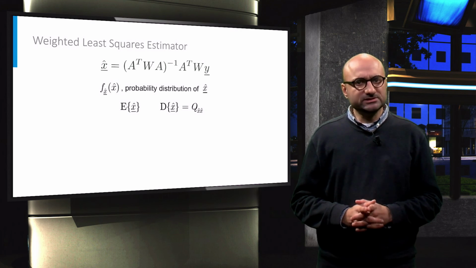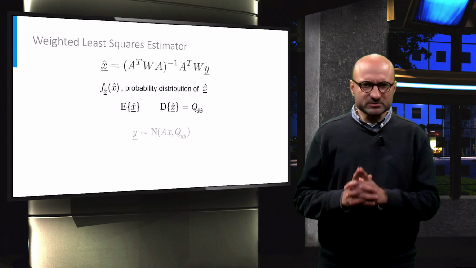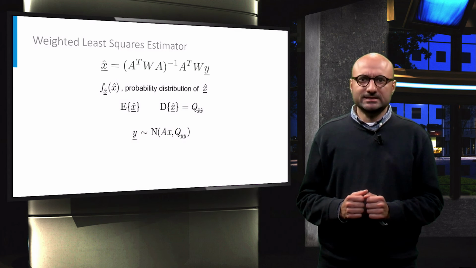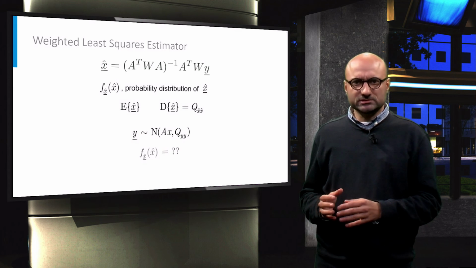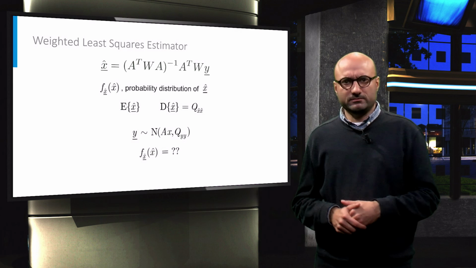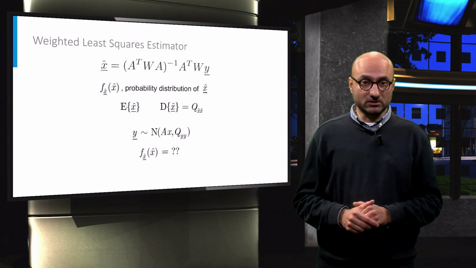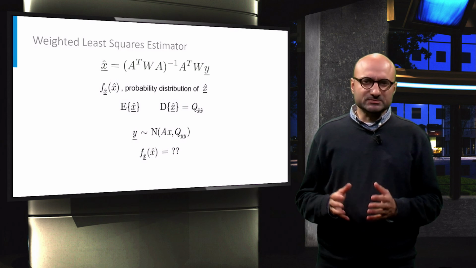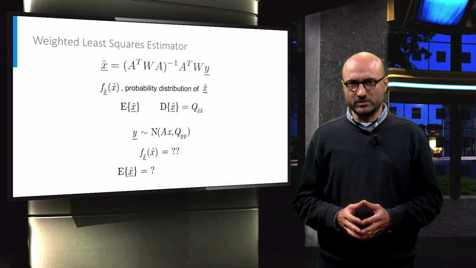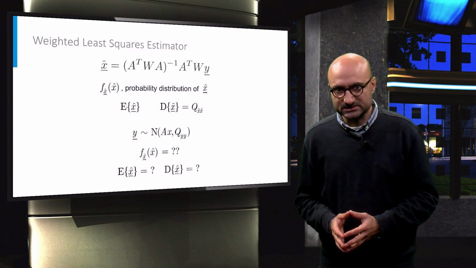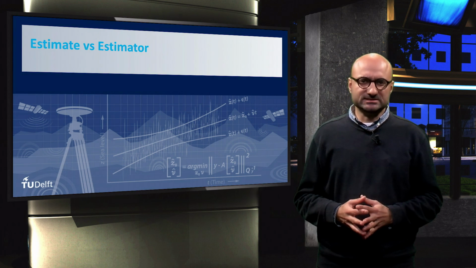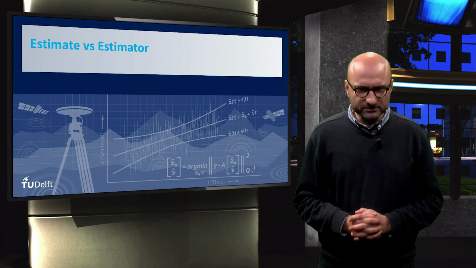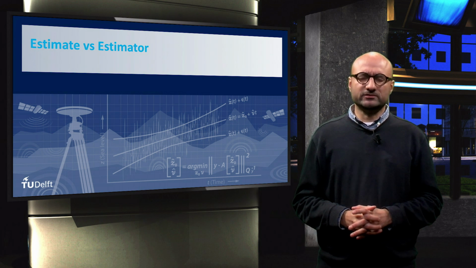Some important questions that we can ask are, if the observables are normally distributed with the mean equal to Ax, then what will be the distribution of the weighted least squares estimator? Can we say that it is also normally distributed? Or what can we say about the expectation of the estimator, or even about its covariance matrix? Let's look at some exercises and then come back and continue with discussing some properties of estimators in general and of the least squares estimator in particular.